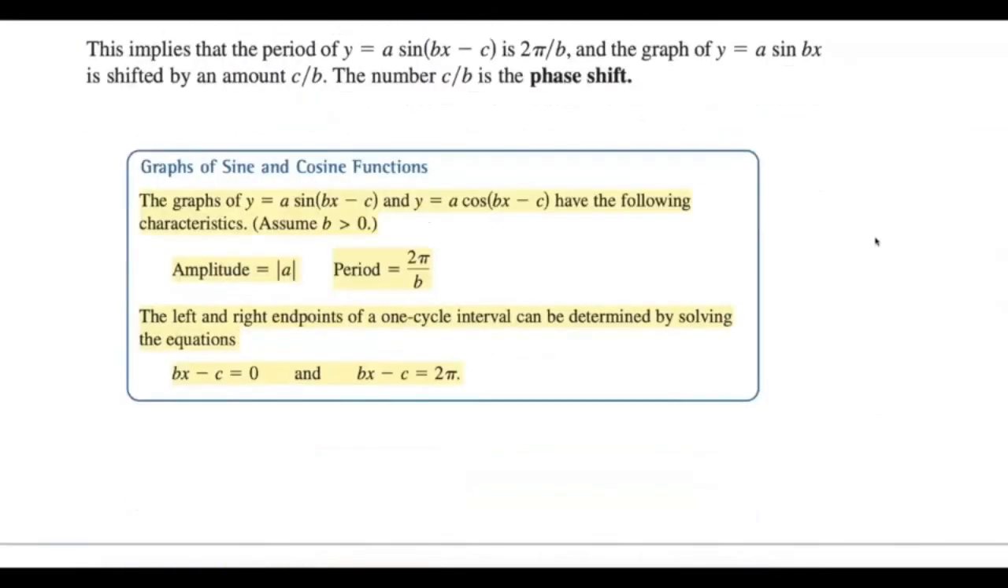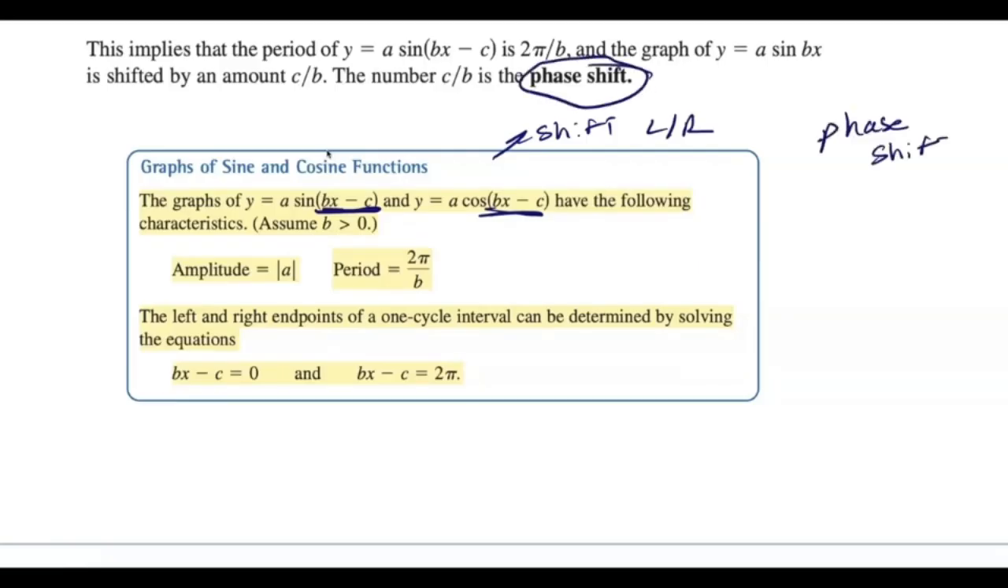It's like in all our parent functions, anything on the inside moves it left and right. It's a shift, left or right. But in trig, we call that a phase shift. And all we're going to do is do like we always do. Now we'll have a new start point, which is the phase shift, which is wherever the graph is. That's our phase shift. That's where we're going to start.